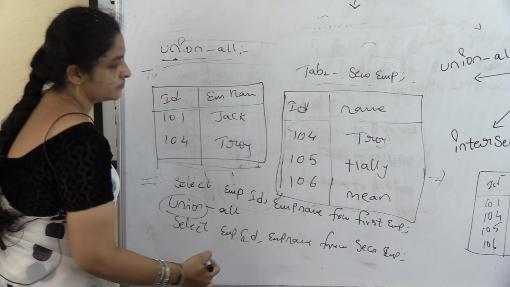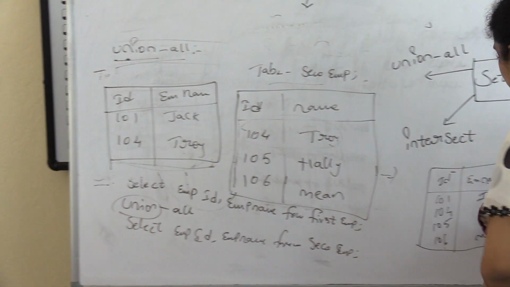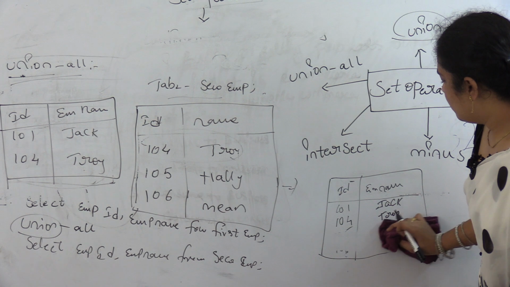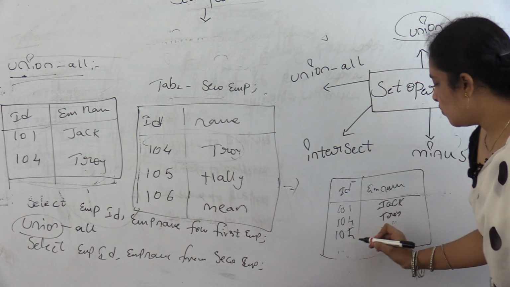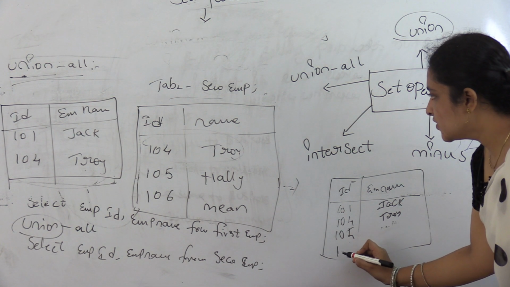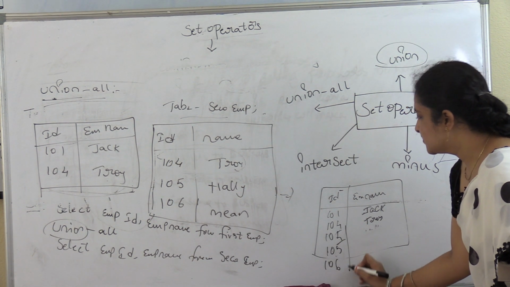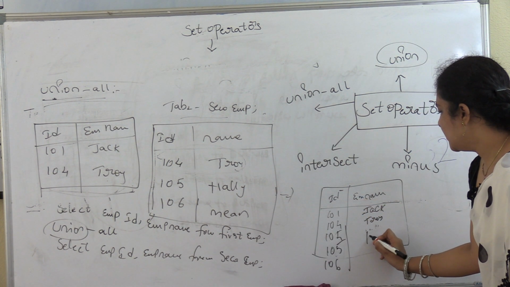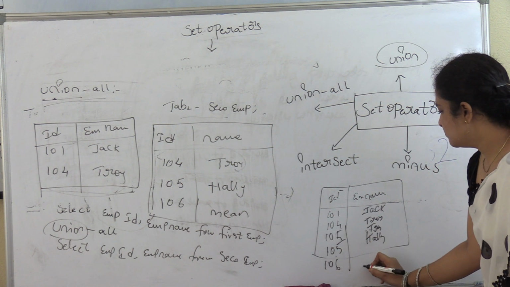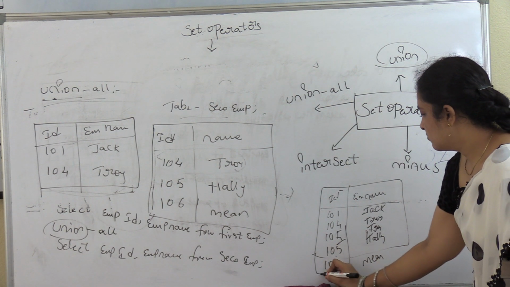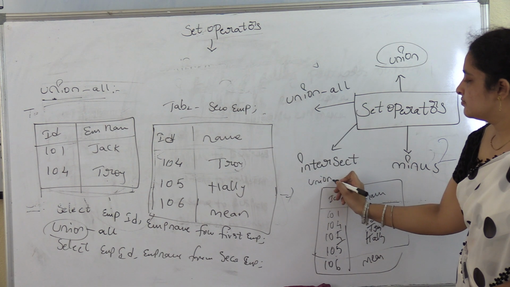Union all. In the output, 104 is in both tables, so we have to take it 2 times, not 6. Then 105 Hallie, Troy, 106. This is the example of union all.